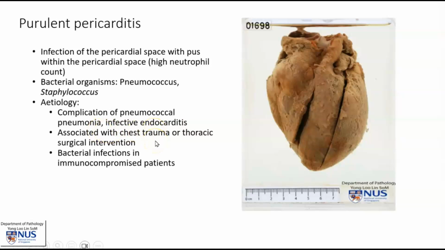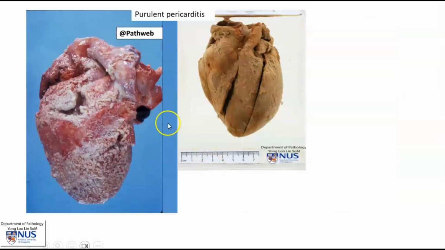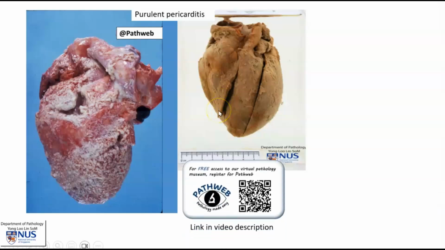It can also be due to trauma to the chest or thoracic surgery, and this can particularly be seen in immunocompromised patients, for example, HIV patients or patients who are receiving chemotherapy. And grossly, we would see these yellowish-green, thick exudates. In other words, we will see pus in the pericardial sac.